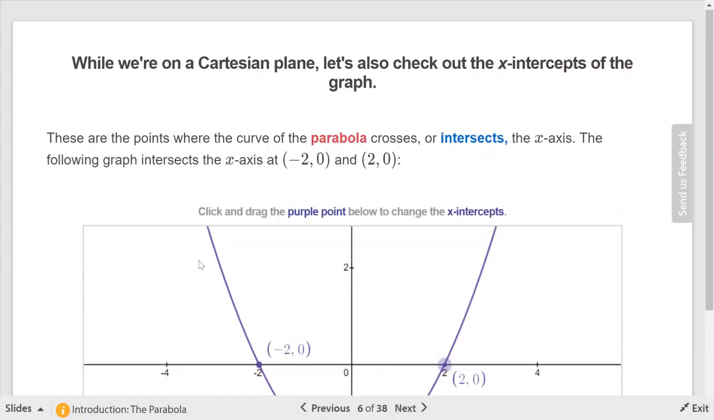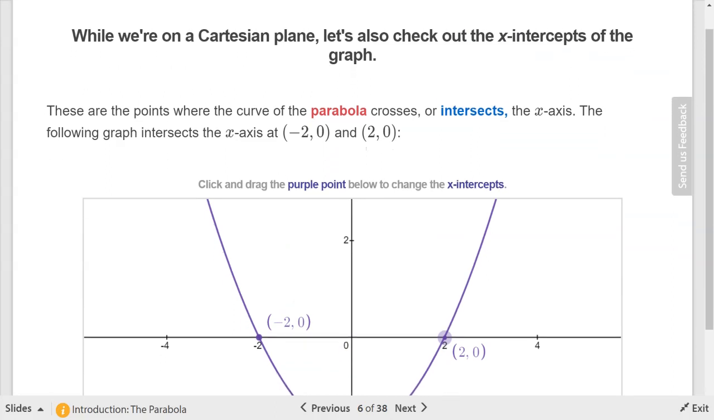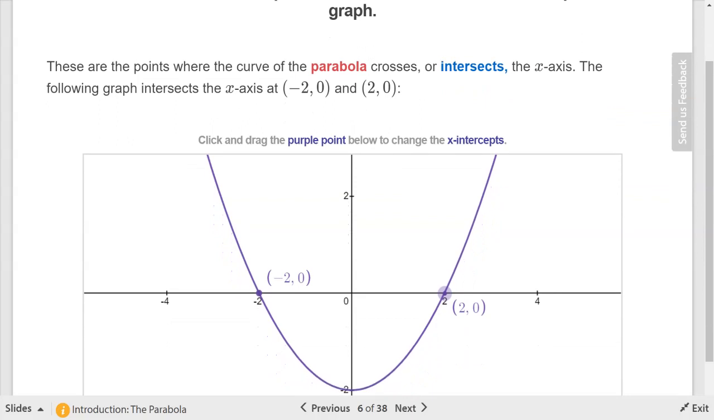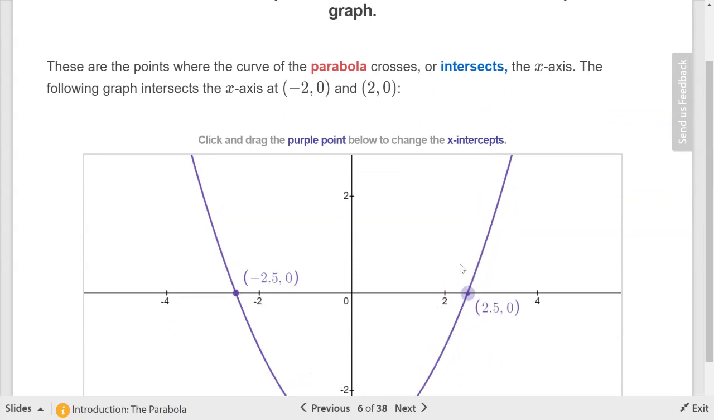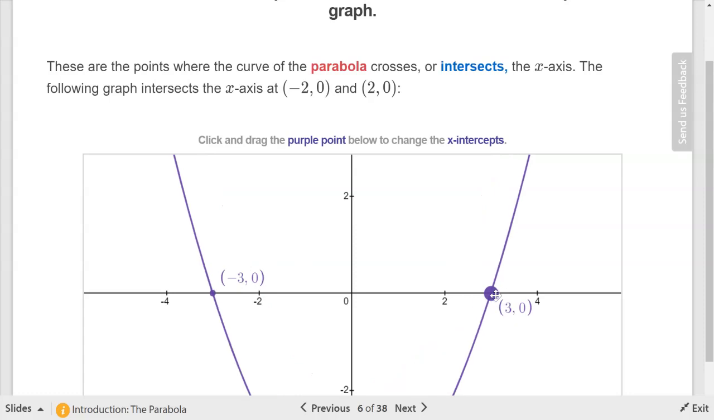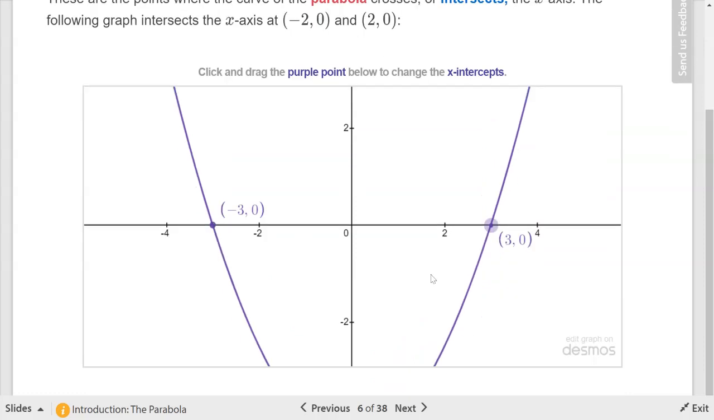While we're on a Cartesian plane, let's also check out the x-intercepts of the graph. These are points where the curve of the parabola crosses or intersects the x-axis. The following graph intersects the x-axis at -2, 0, and 2, 0. So if I drag this purple point below to change the x-intercept, you can see as the x-intercepts change, we have some kind of symmetry in our graph.